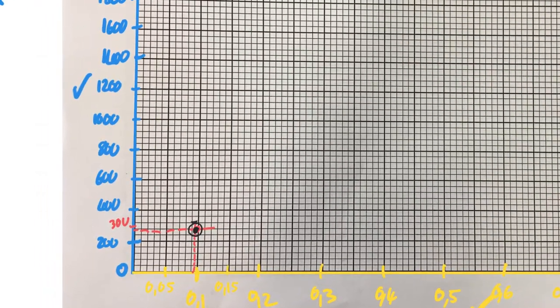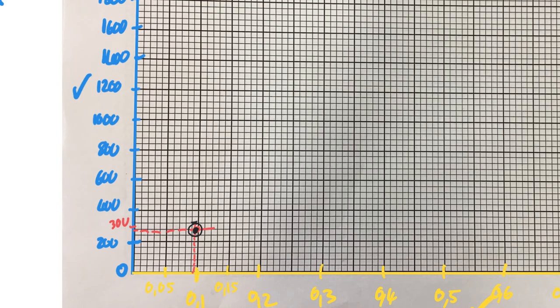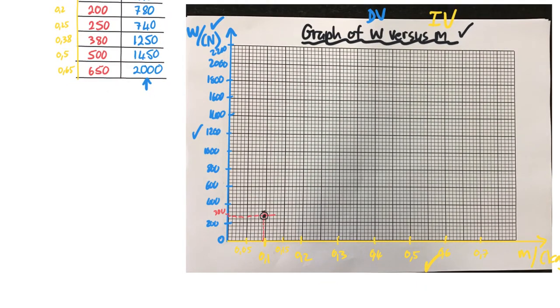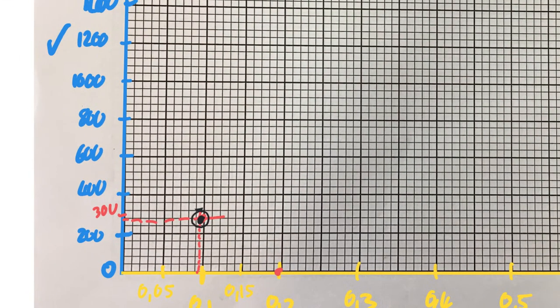So now we are going to plot the other data points. So we've got 0.2 and 780. So 0.2 and 780. So we've got 0.2 there. My apologies for the skewed line. Let's go here, 0.2. This is 700, so 780 is very close to 800. So there's our next data point.